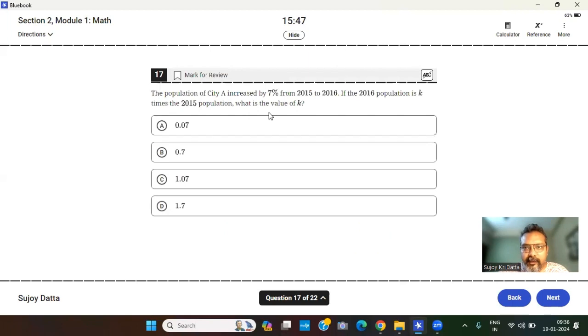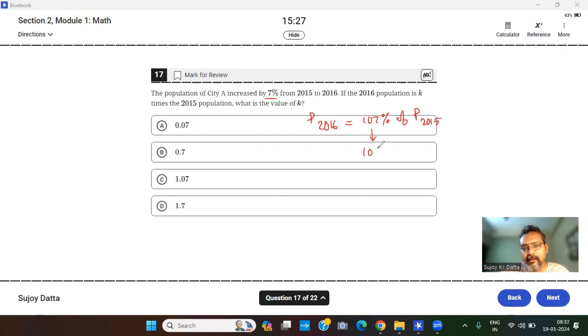The population of A increased by 7%. In 2016, the population is K times. So that means 7% increase means what? The population in 2016 is 107% of the population in 2015.